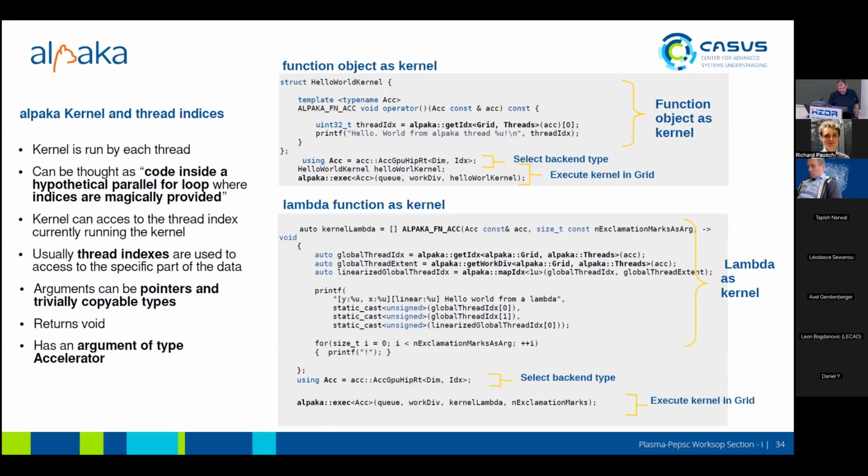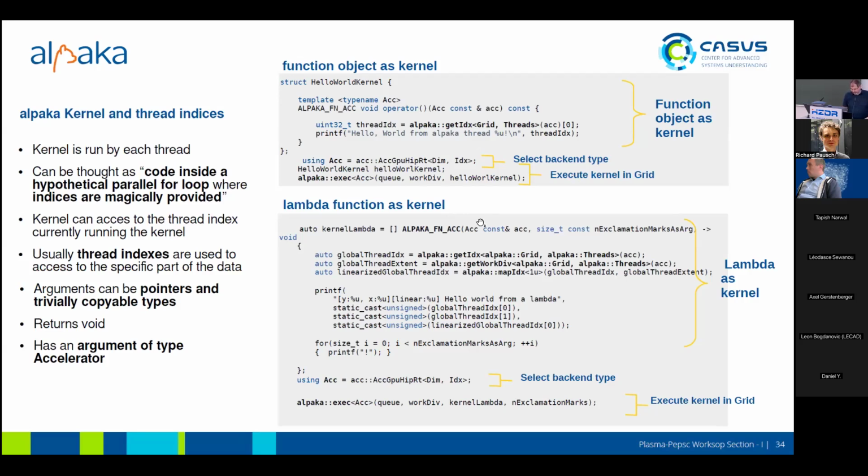What is an alpaka kernel? An alpaka kernel is actually a function object or lambda. The kernel consists of code that is run by each thread. Alpaka kernels are functors, namely structs with specifically implemented function operators, or they can be lambdas. Here we have a function object, not a lambda. And before calling a kernel, we need to select the backend. Then after selecting the backend, we can execute the kernel.